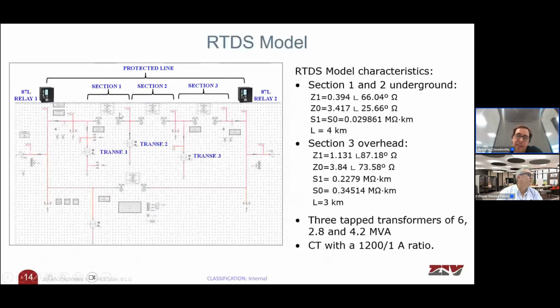Okay, this is the RTDS model that we have used. We have two underground sections and one overhead section, and we have 3 tap transformers with 6, 2.8, and 4.2 MVAs. So we will see all the cases we have seen before in the simulation.